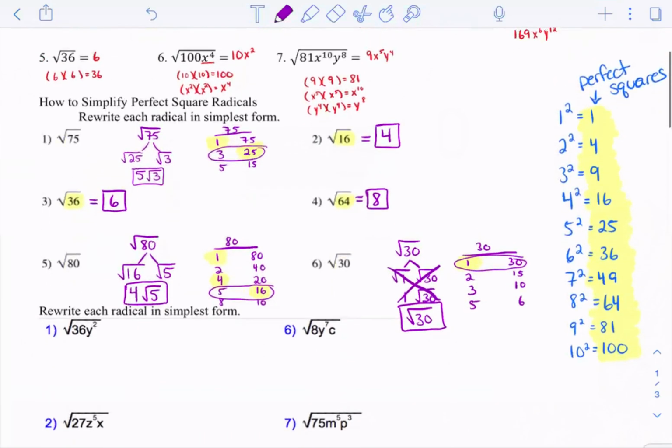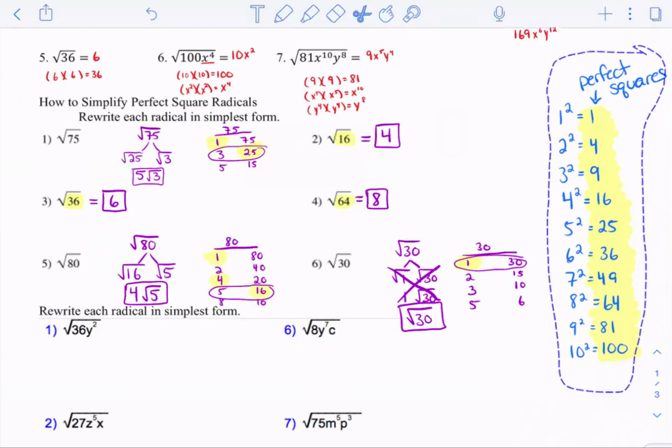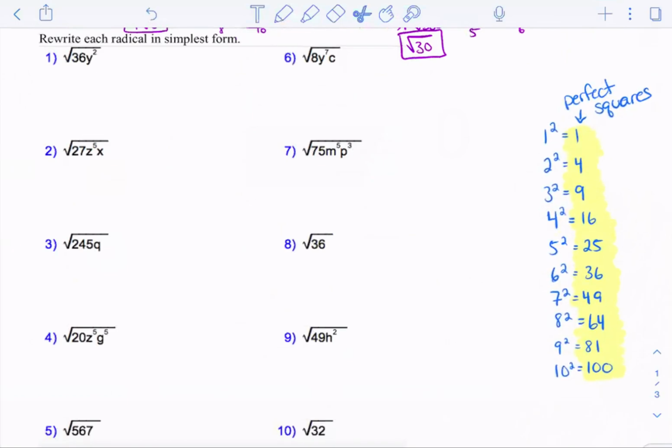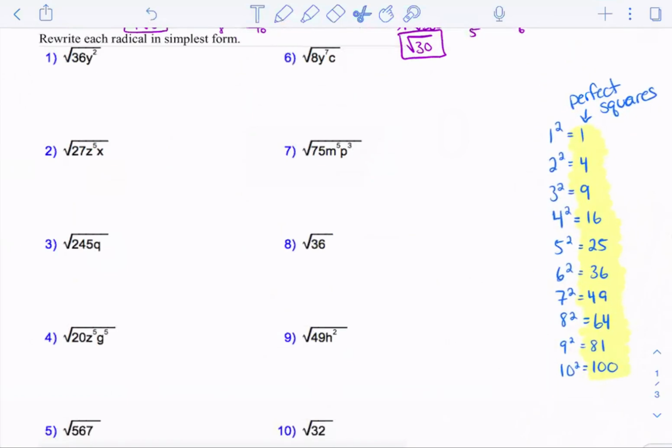Okay, so let's take it a step further. I'm actually going to take my list of perfect squares and I'm going to bring it down because we need it down here now. So now let's learn how to simplify radicals with variables. So we just saw this in the do now. So let's take a look at the first example.